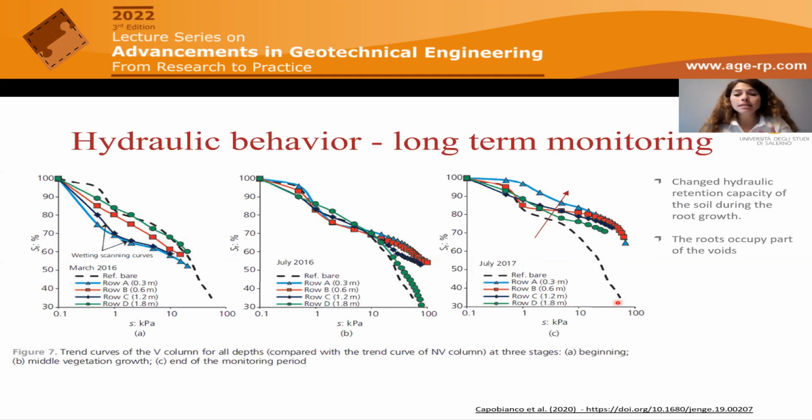This means that for the same suction, the saturation degrees increase from one month to the next. And one possible explanation of this is that roots during growth can develop and occupy parts of the voids, thus modifying the global porosity of the host soil. This means that the rooted soil has a higher retention capacity, and also that when we consider the effect of roots on the hydraulic properties, for example, soil water retention properties, we need to consider a dynamic change. So it's not only a spatial change, because we know that with depth, the soil water retention curve may change, but it's also a time-dependent change of the soil water retention capacity.